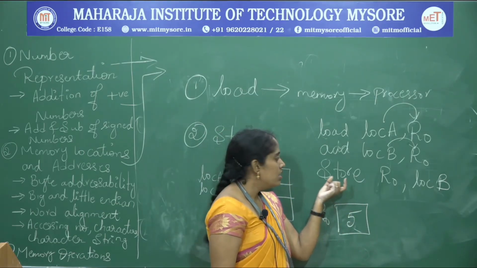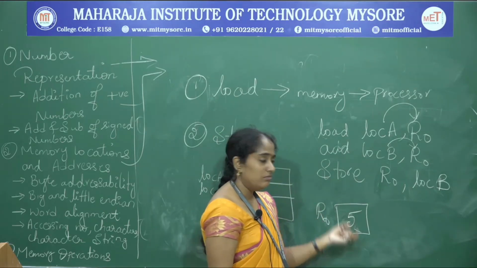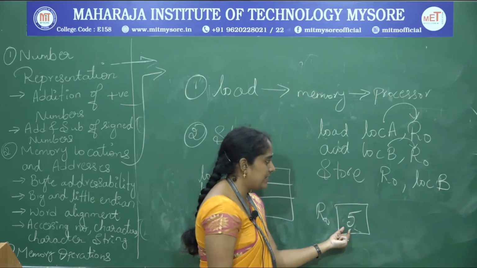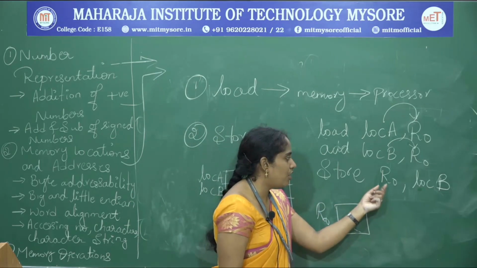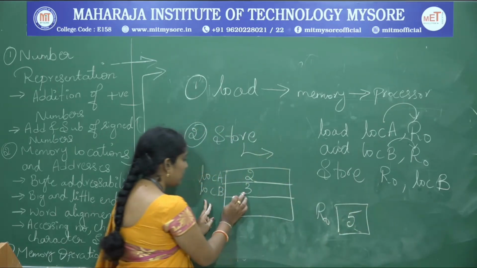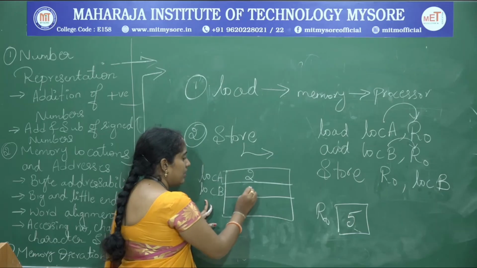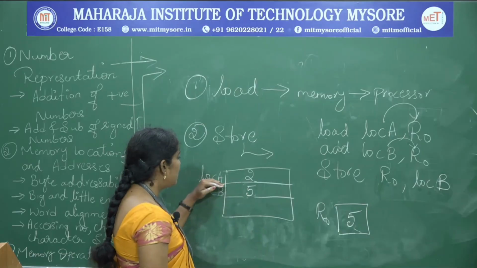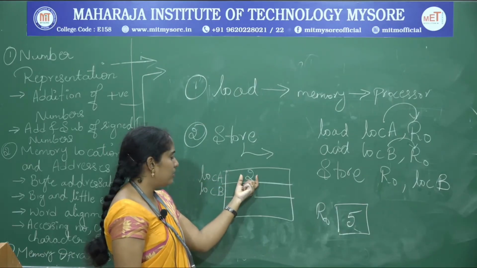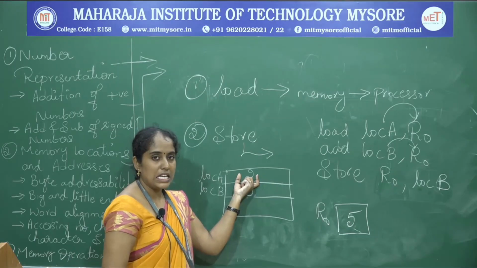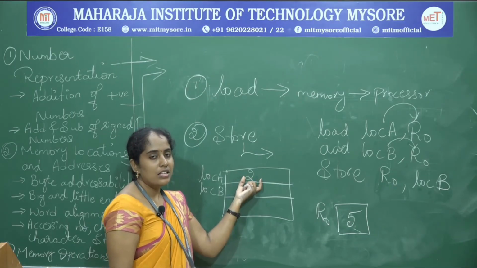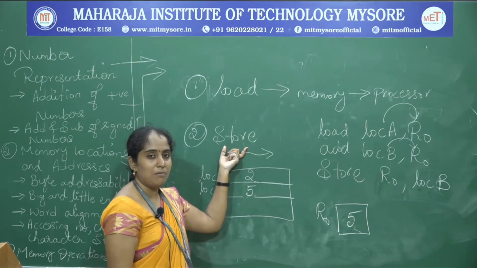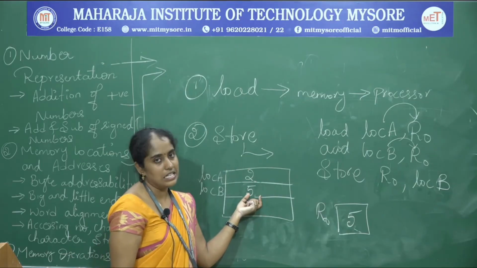Next is store. Store is an instruction. Here you need to copy this 5 into memory. R0 contains 5, and it is stored in location B. This is location B, and 5 will be stored here. So in the load instruction, the value the memory contains remains the same. After execution also it remains the same. It is untouched in the load instruction, but in the store instruction it may be replaced with the result. Okay.